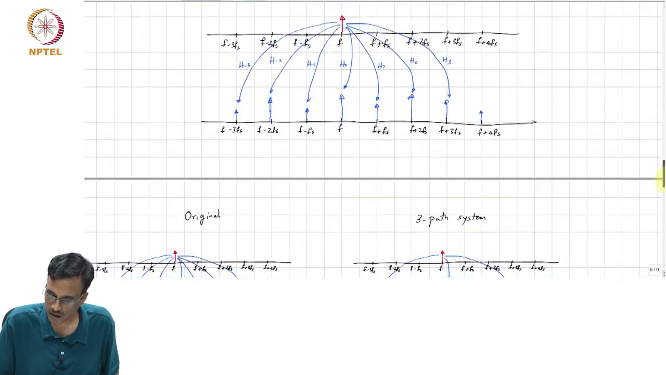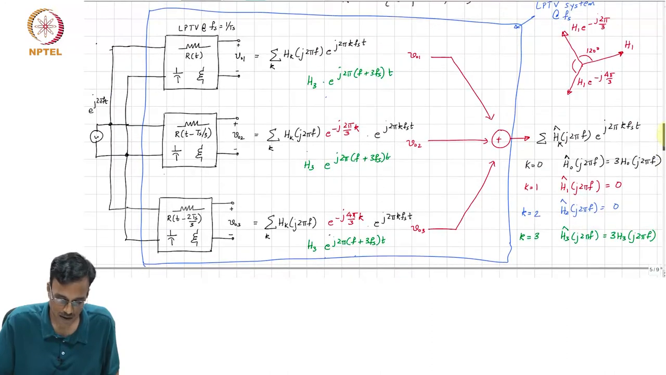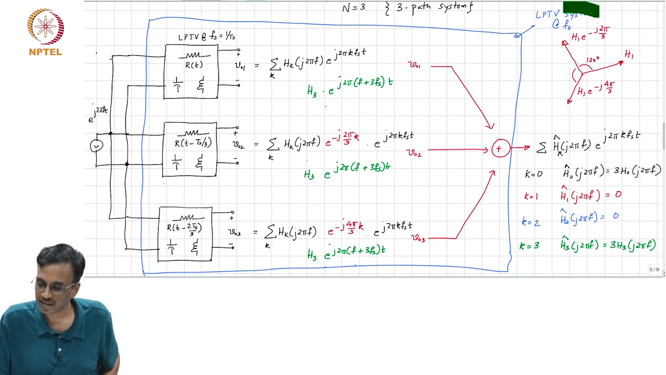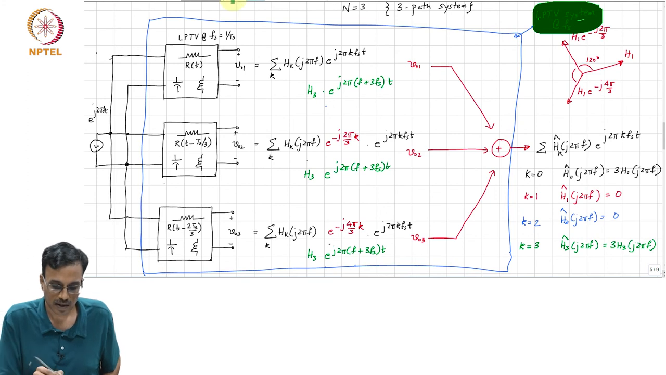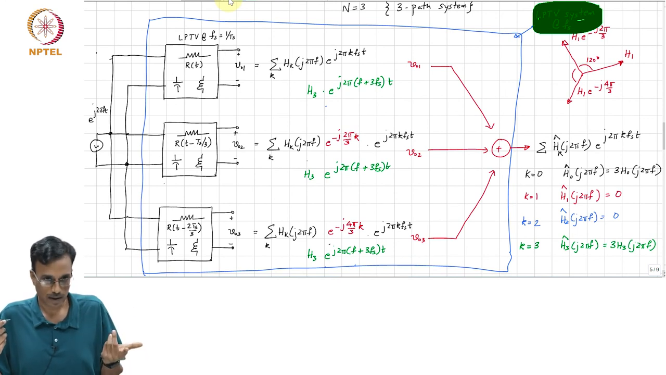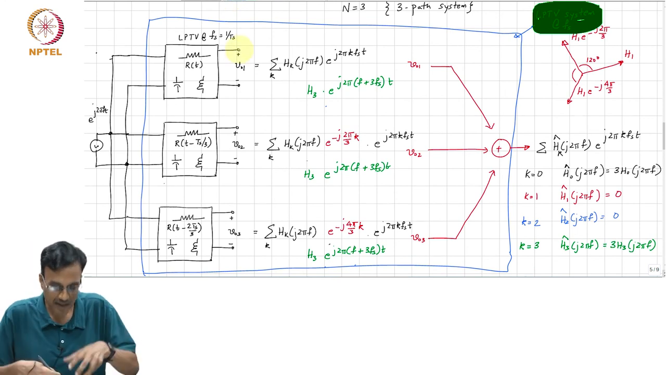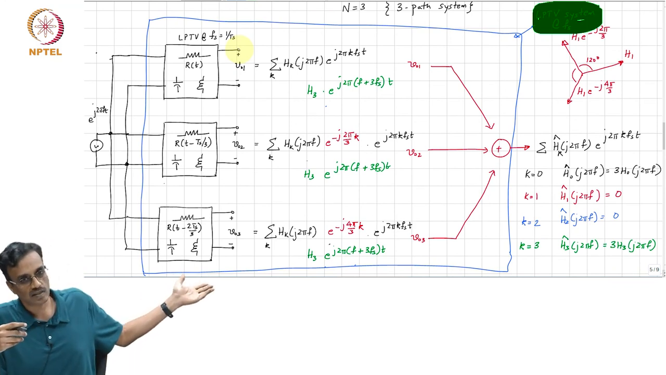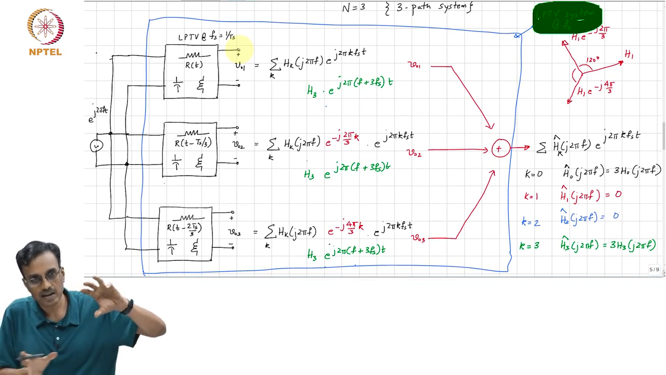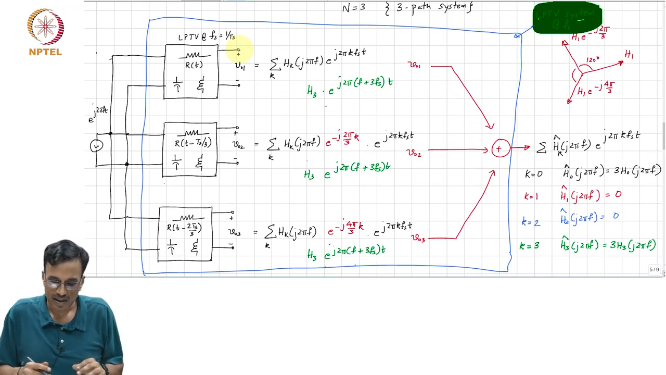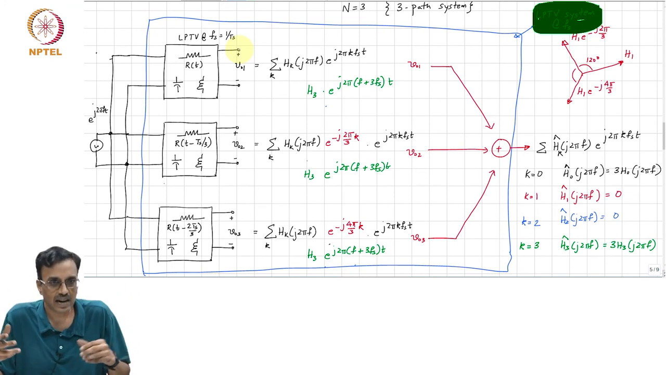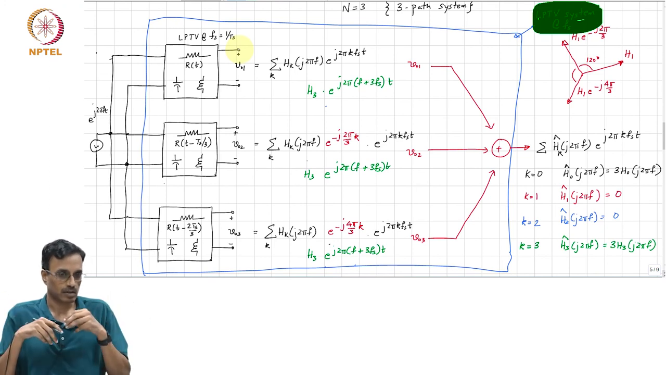Another way of thinking about it is the following: this composite system, even though technically it is a system that is varying at f s, appears to the external world as if it is varying at thrice the frequency. But if you stare inside the box, there is nothing in the box which runs at 3 f s. Everything is running at f s. It is just that by adding appropriate delays and adding them all together, it appears as if it is running at a rate which is 3 times faster.